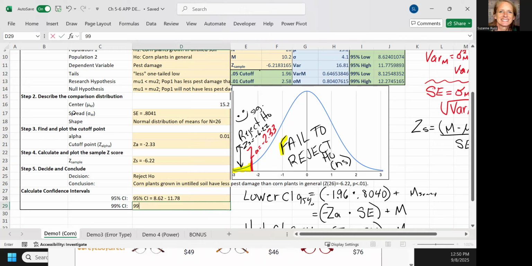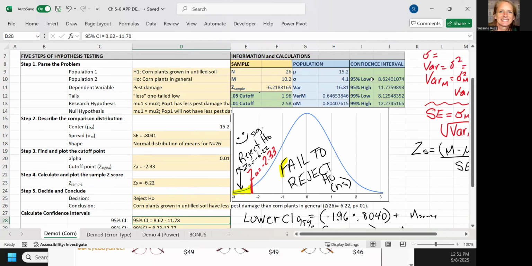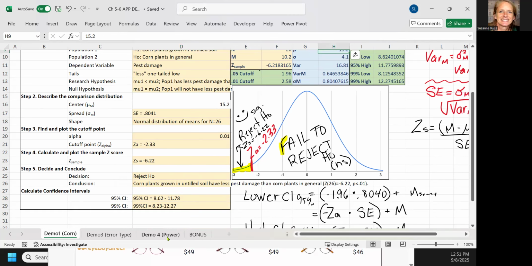So the 99% confidence interval equals 8.13 to 12.27. If we were going to color those in on the chart, we're not going to do that because it seems too messy, but we could say, interpreting this, that we are 95% certain that the population mean is somewhere between 8.62 and 11.78. Or we could say we're 99% certain that the population mean is somewhere between 8.23 and 12.27. And since our population mean of 15.2 doesn't fall in either of those ranges, we are really confident in our decision to reject the null hypothesis.